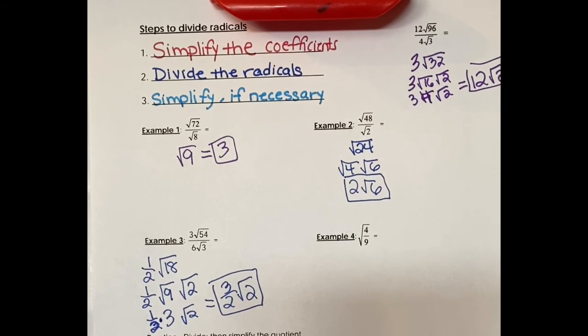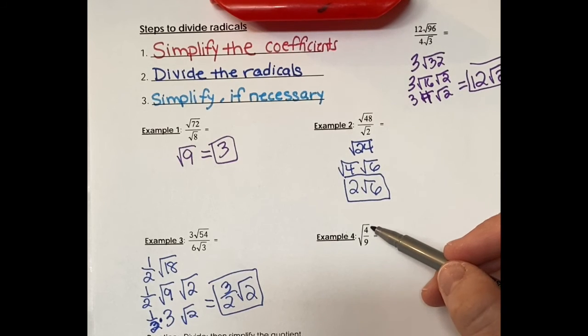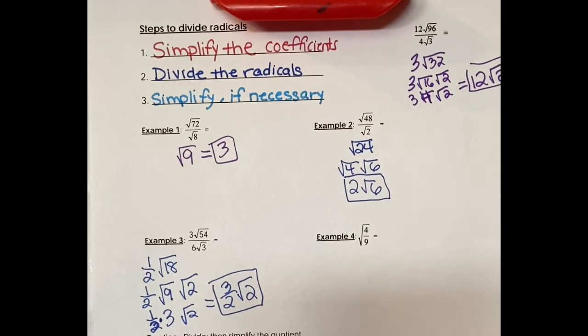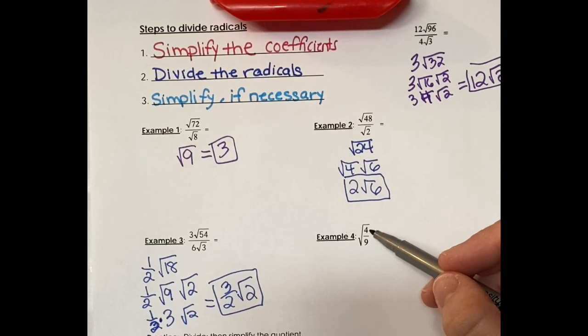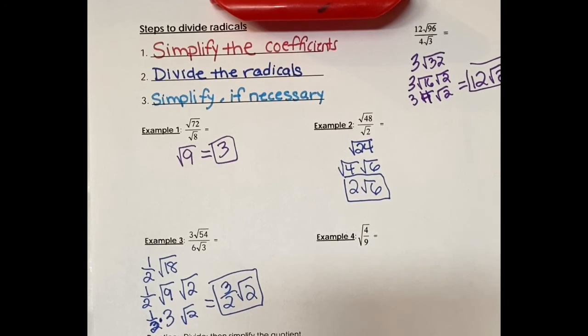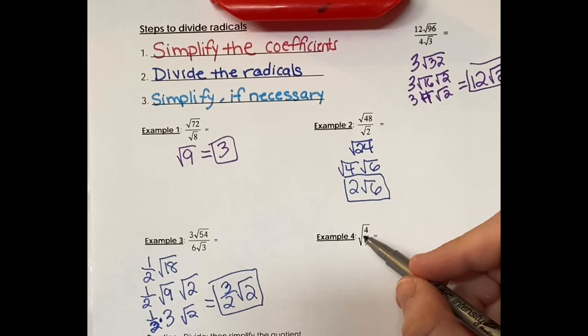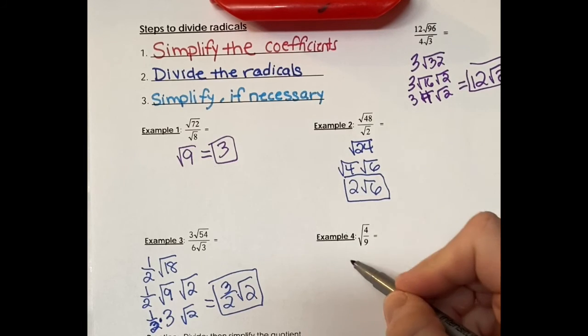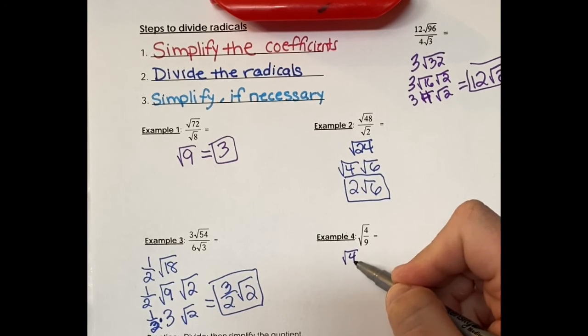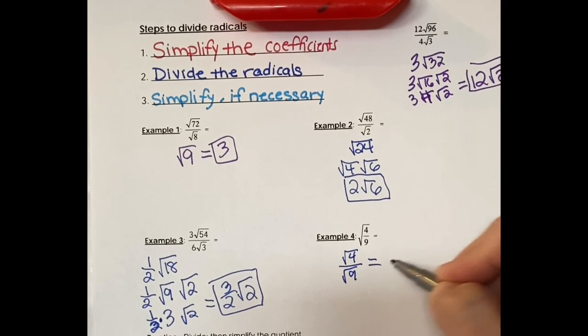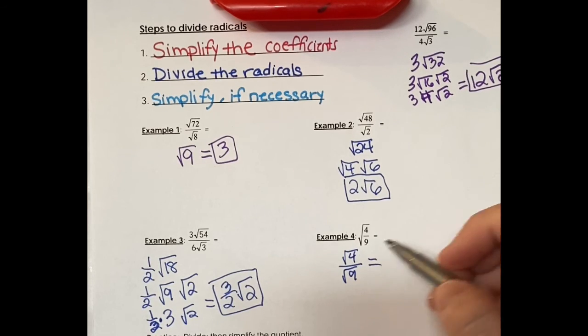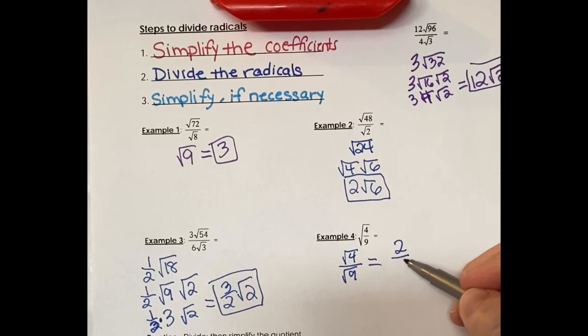And number 4, I have radical 4/9. So 4/9 can't be divided, but what I do notice is that both 4 and 9 are perfect squares. So I'm just going to take the square root of my numerator and the denominator, because radical 4/9 is the same thing as doing radical 4 over radical 9. You can split it up, and the square root of 4 is 2. The square root of 9 is 3.